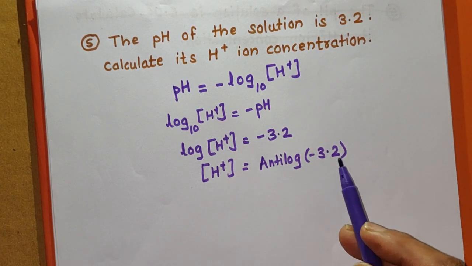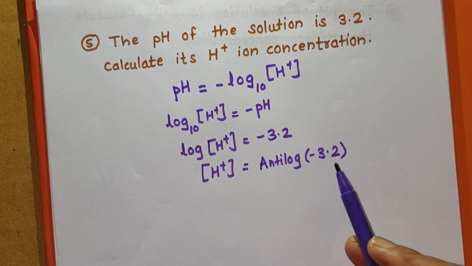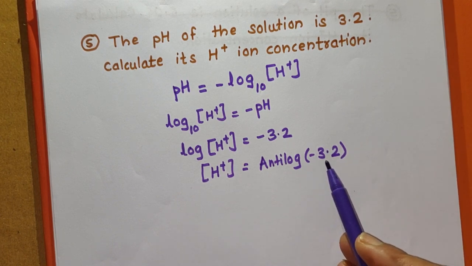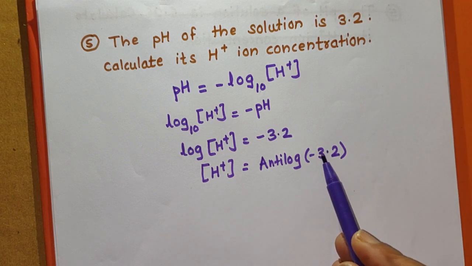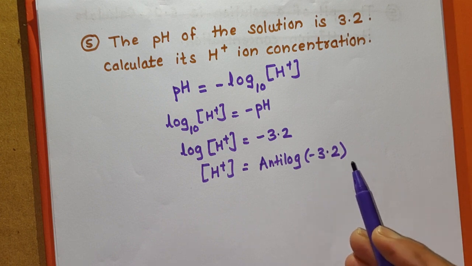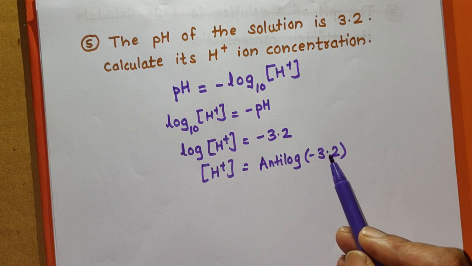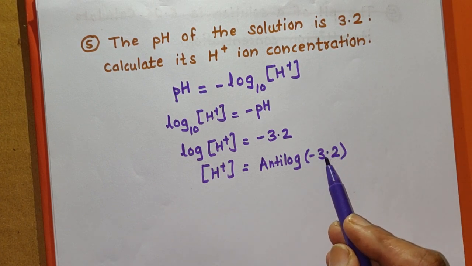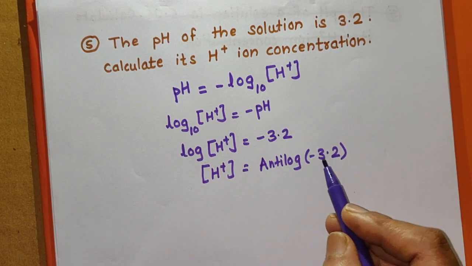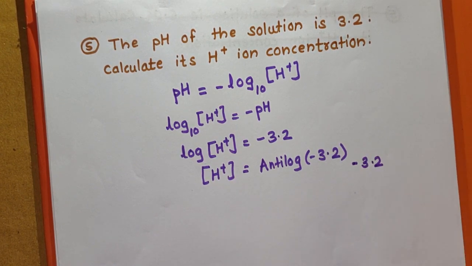Now see here, we have to find the antilog of minus 3.2. But you know that we cannot determine the antilog of this type of number. Here remember, characteristic can be either positive or negative, but mantissa must be positive. Here mantissa is negative, so you cannot determine antilog of this number. You have to convert this mantissa into positive sign. Now how we can convert this? Now remember here, minus 3.2, this is the number.